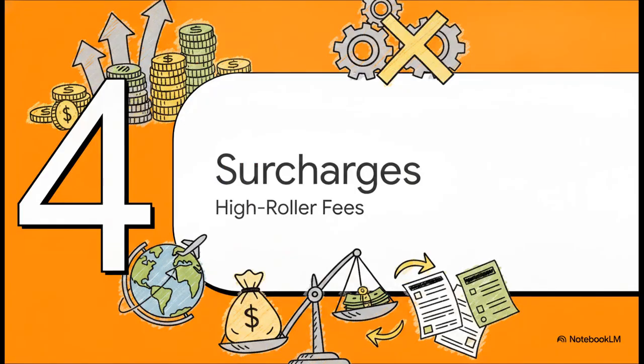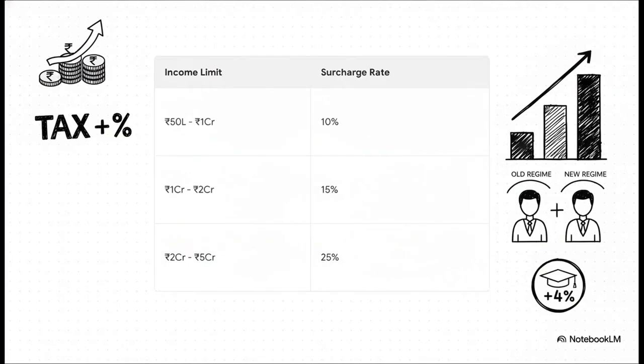Number 4. Surcharges for high earners, the hidden high roller fees. For the high net worth NRIs tuning in, let's slow down for a second and look at the fine print regarding surcharges, because this is where standard calculations completely flip on their head. Once your income crosses that 50 lakh rupee mark, the government tacks on an extra surcharge percentage right on top of your base tax. It scales up fast, 10% for income up to 1 crore, 15% up to 2 crores, and 25% for income up to 5 crores.